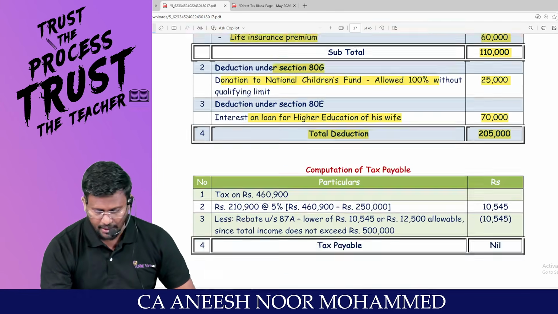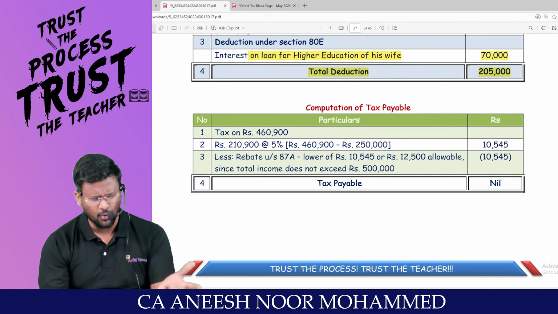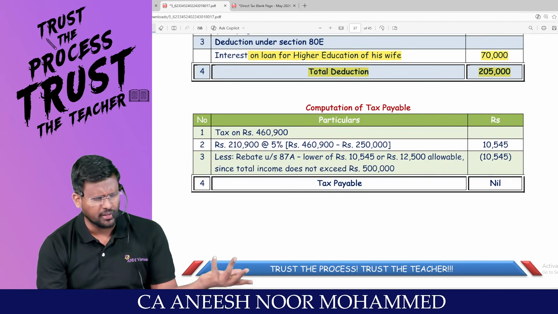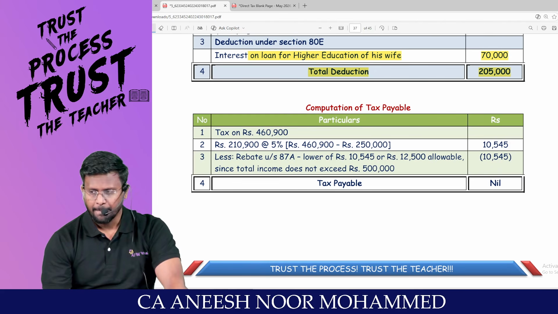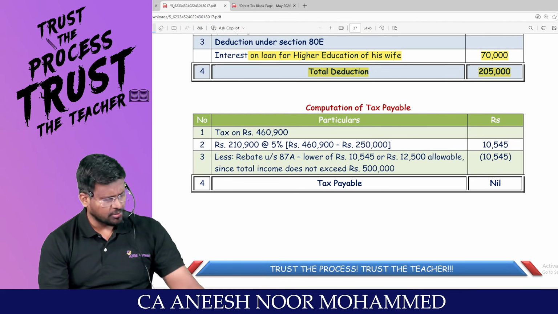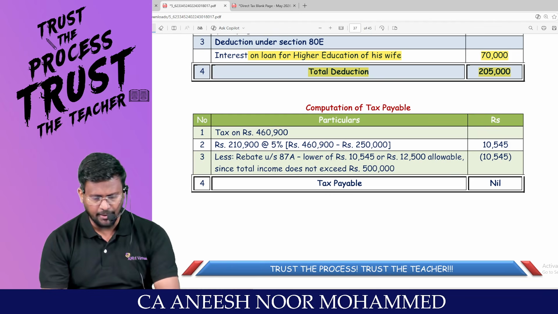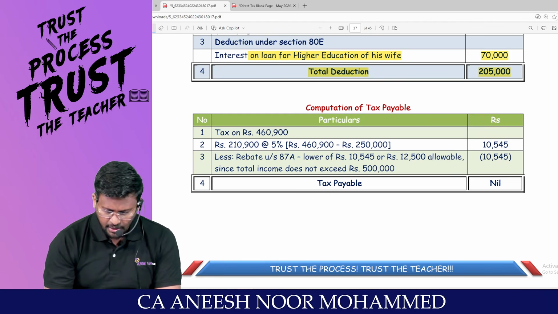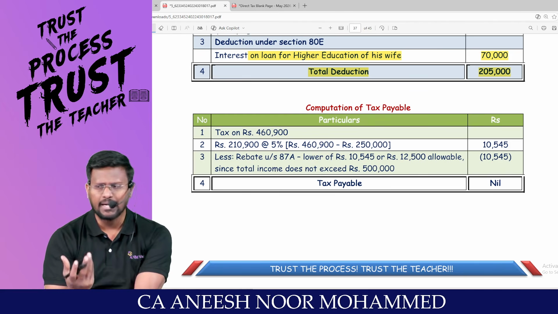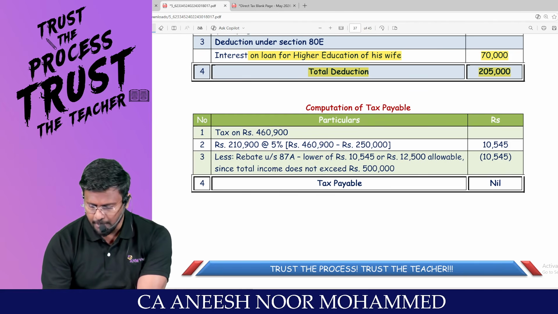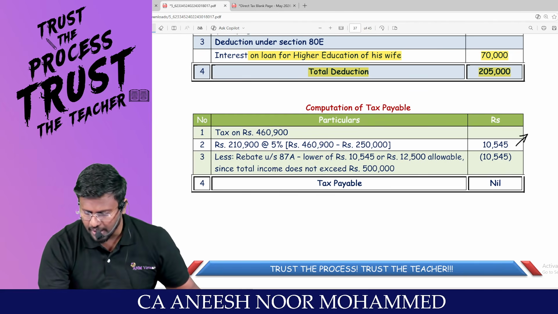Now let us calculate the tax payable on this 4,60,900, no special income and all. What is the age of the assessee? 55, normal. 2,50,000 is the basic exemption limit. Am I right? So 4,60,900 minus 2,50,000 comes to 2,10,100. On that, 5% tax payable, 10,545.